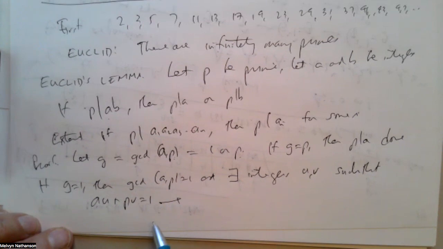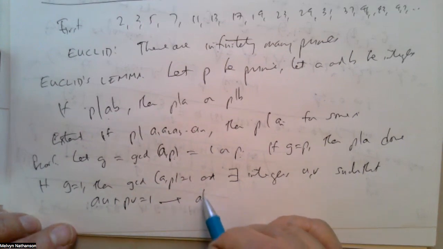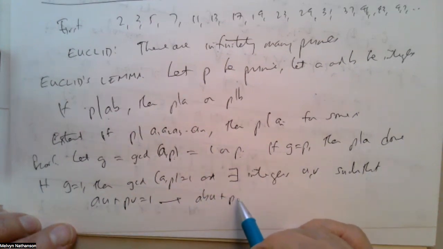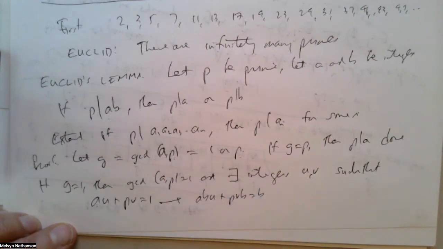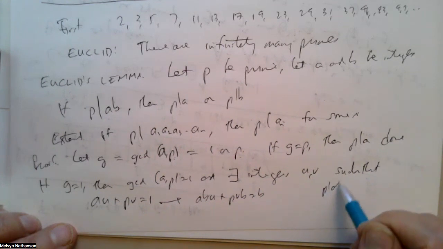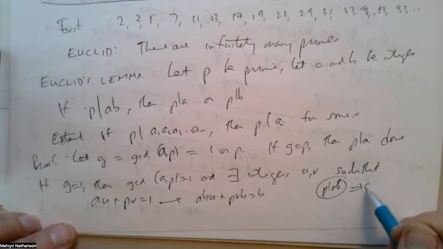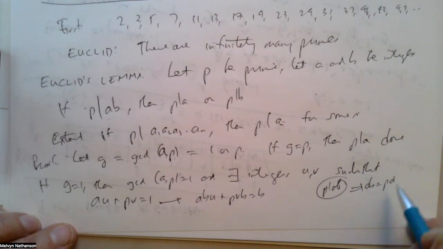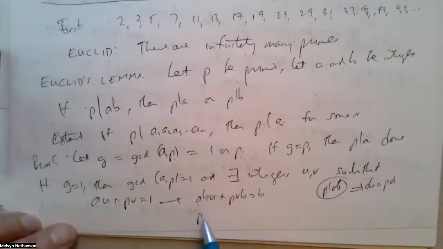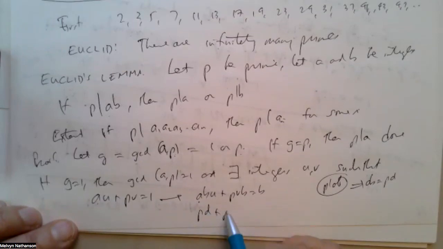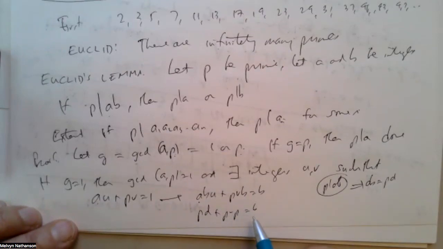Take this equation and multiply by B. You get ABU plus PVB equals B. But we're told that P divides AB. So AB is PD for some D. So I can plug that in for AB. I get PD plus PVB equals B.